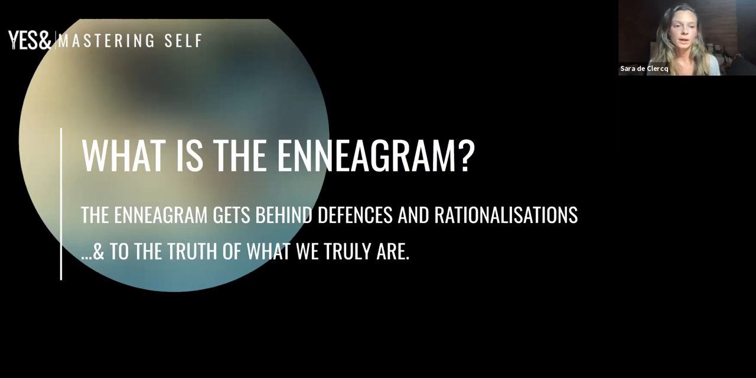So what is the Enneagram? The Enneagram gets behind the fences and rationales to the truth of what we truly are. So really, the Enneagram is, like I said, a flavor of the type of the ego construct, and the ego construct gets created in the first 3 to 7 years of our lives. In the first 3 to 7 years of our lives, the ego is built as a house, and then the flavor of the Enneagram comes through that.